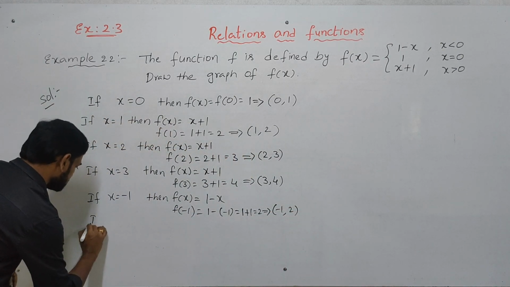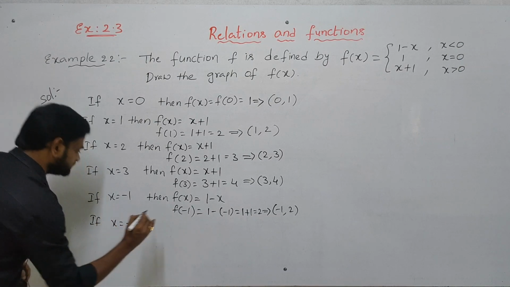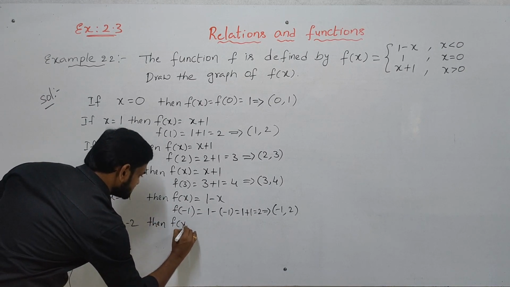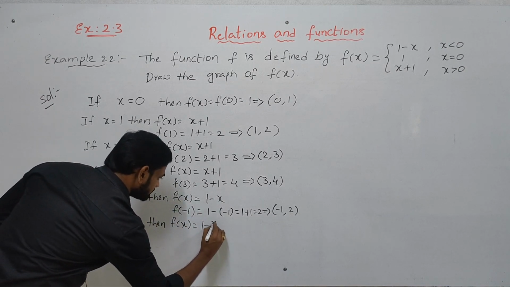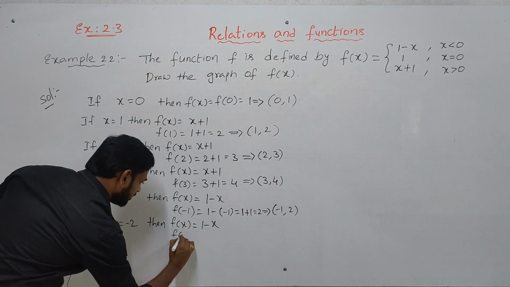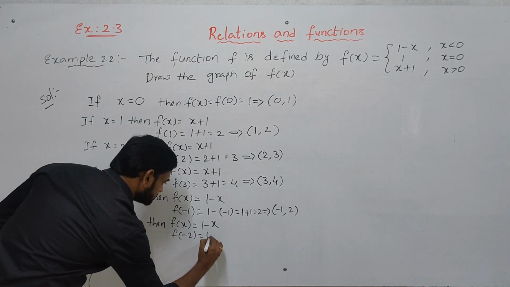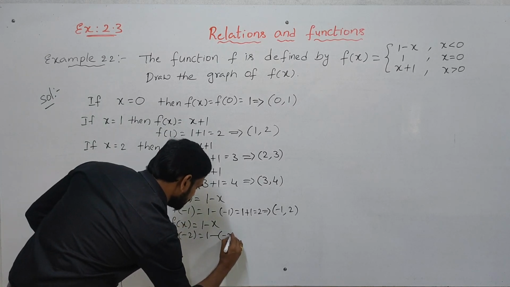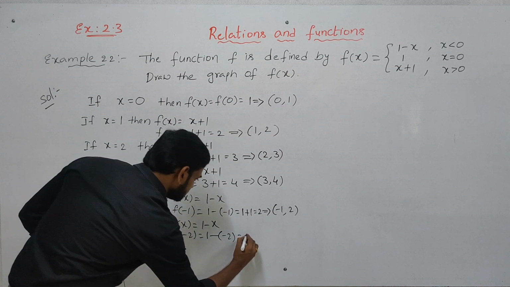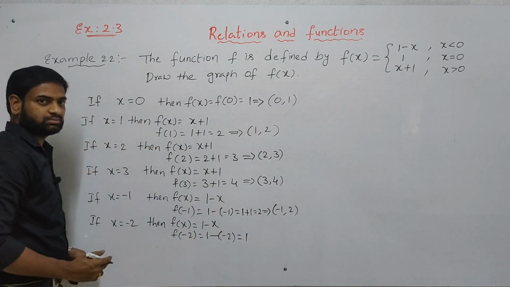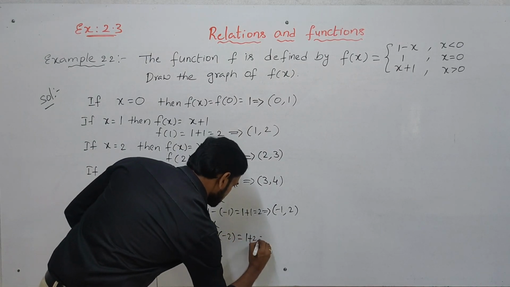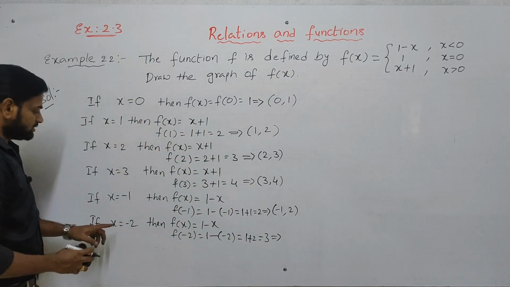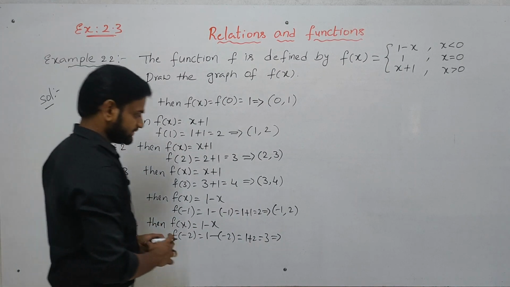Next, if x equal to minus 2, then f of x equal to same function 1 minus x, f of minus 2 equal to 1 minus x value, which is minus 2. So 1 minus into minus plus, 1 plus 2 is 3. So what is the point? Minus 2 comma 3.